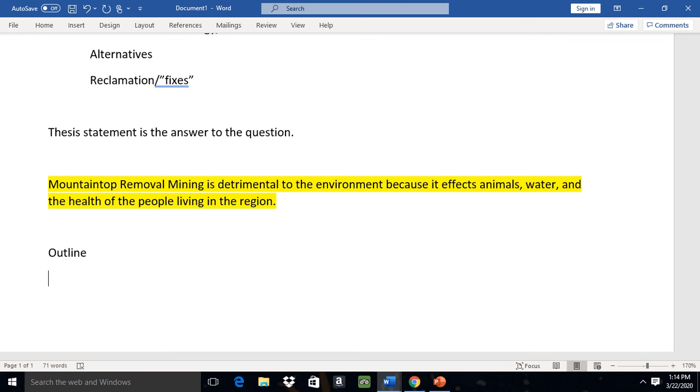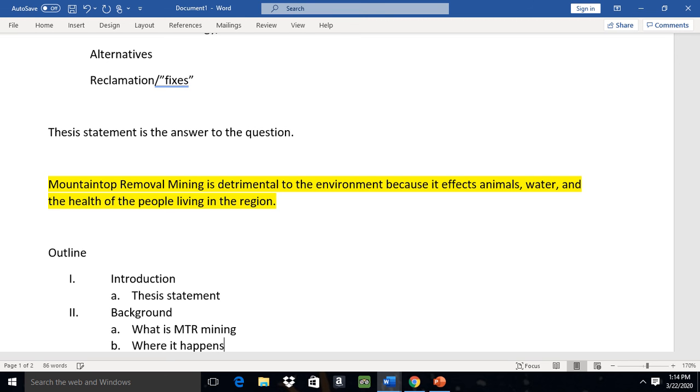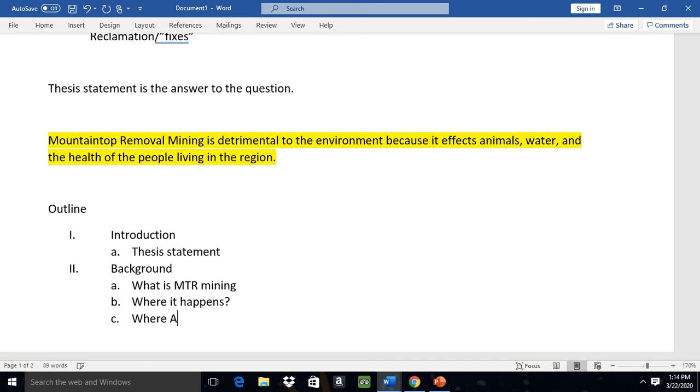So I'm just going to do a real quick little brief one here. So the first thing in your outline would be, of course, I'm going to go ahead and do the Roman numerals just because that's familiar, would be your introduction. And in your introduction would be your thesis statement. After the introduction, you're probably going to have some background. So for this paper, I would want to probably say what is mountaintop removal mining. I'd want to tell my readers what actually the process is. I might want to describe where it happens, where Appalachia is, etc. So in that background paragraph, that's anything that your reader would need to know in order to understand the rest of the essay.